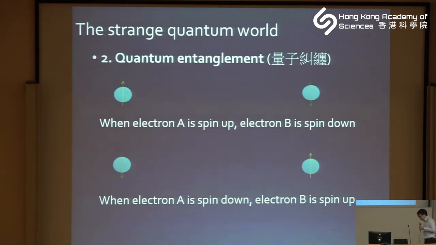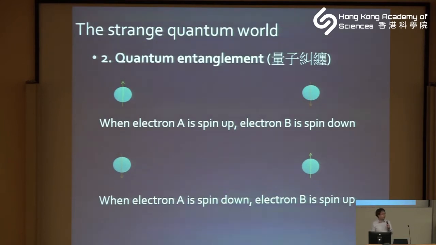And another very strange thing about quantum mechanics is called entanglement. Quantum entanglement. So what's quantum entanglement? You have two electrons. Once they are entangled, you can separate them very, very far away. So once you do a measurement on one atom, even though the other one is very, very far away, 10 light years away, for example, you immediately change the property of the second particle.